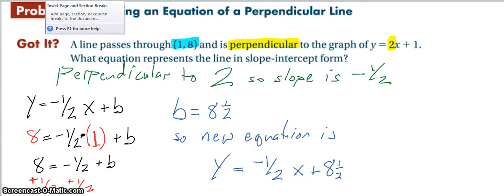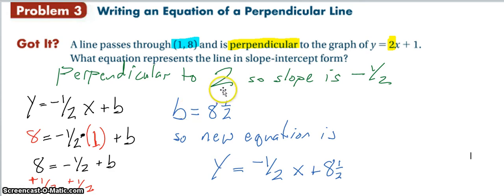Alright, so let's talk this through. We know that we want this to be perpendicular to the slope of 2. So perpendicular to 2 would be the reciprocal, 1/2, and then the opposite, so it's -1/2. So then we look at plugging that in for an equation that we don't really know anything else about, but then we do know the point (1, 8), so we go ahead and take (1, 8) and plug the x in and the y in.